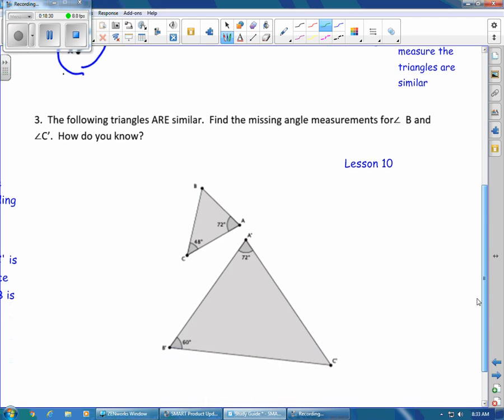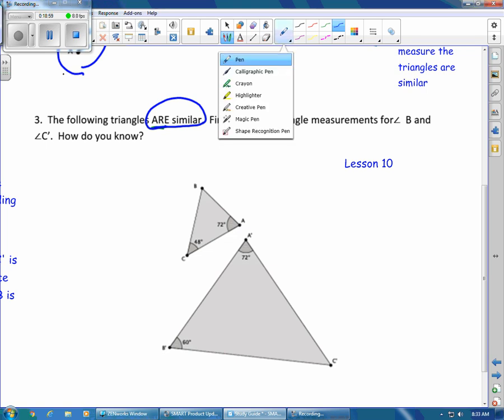Now this next problem is a little bit different. The following triangles are similar. And I think in class, I might have misread these directions, and I apologize if I did that. It says find the missing angle measurements for angle B and angle C. How do you know? So since they're telling us they are similar, what do we know about similar triangles? Similar triangles have corresponding angle measures that are the same.